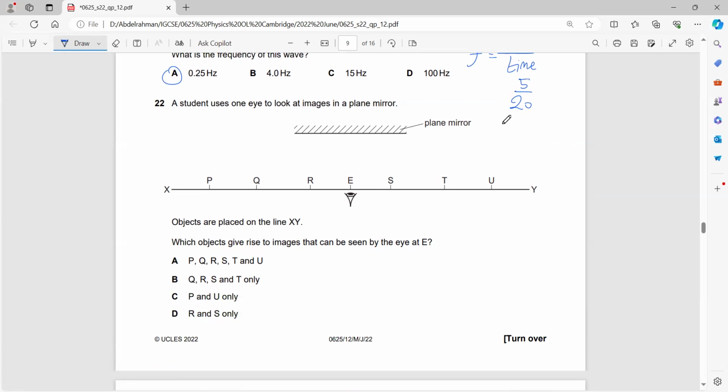A student uses one eye to look at images in a plane mirror. Which objects can be seen at the eye? Okay, the eye is here. Which objects can be seen? We can see S quite easily. Yes, you can see S quite easily.